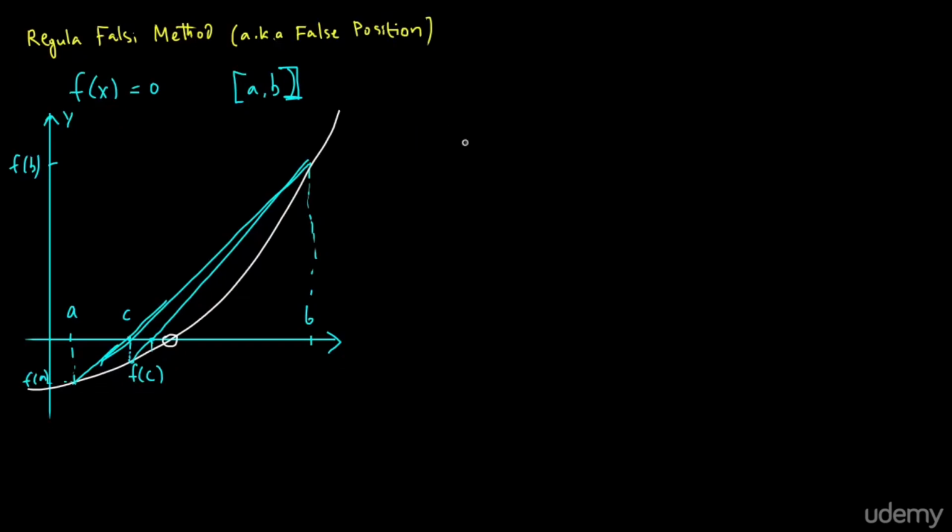If we were to formalize this in mathematical notation, then given the interval from a to b, the equation of the straight line that connects the point b, f of b to the point a, f of a is given by the following: y equals f of b minus f of a, divided by b minus a, times x minus b, plus f of b. This equation is the equation of the line from this point to this point.